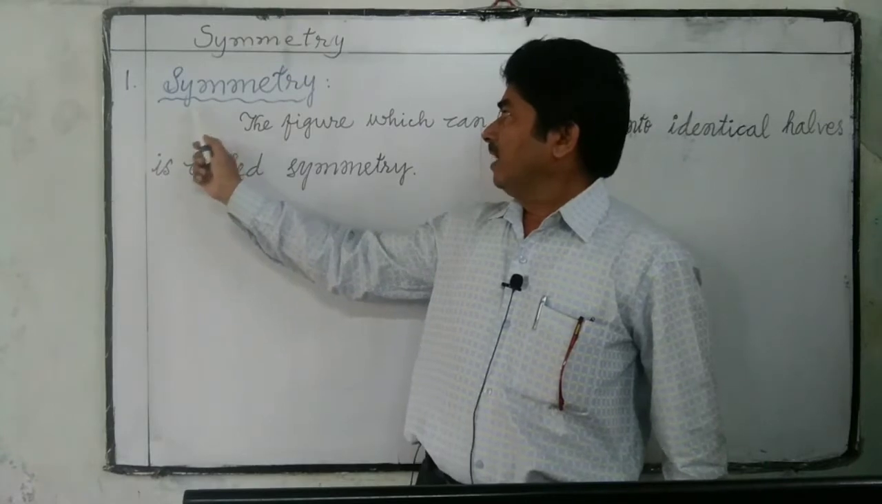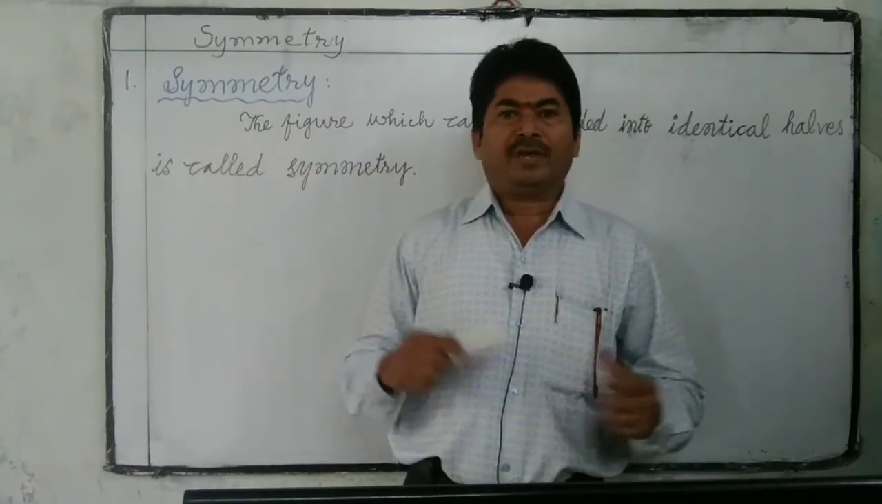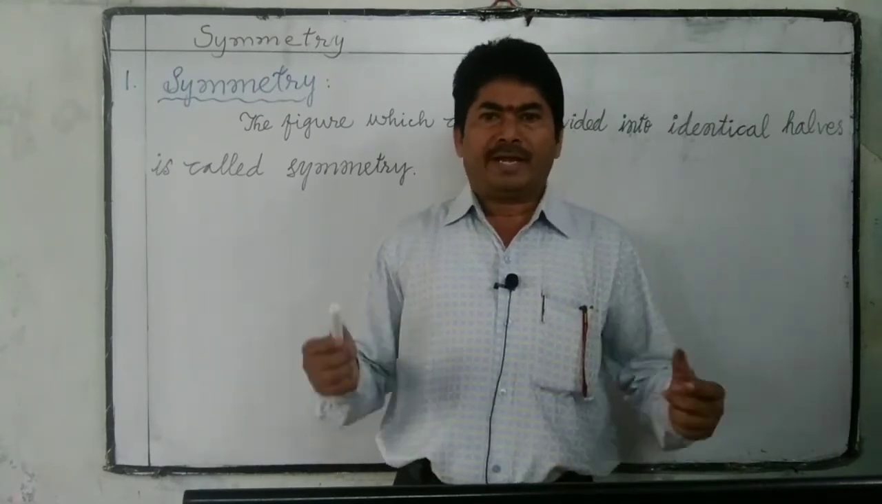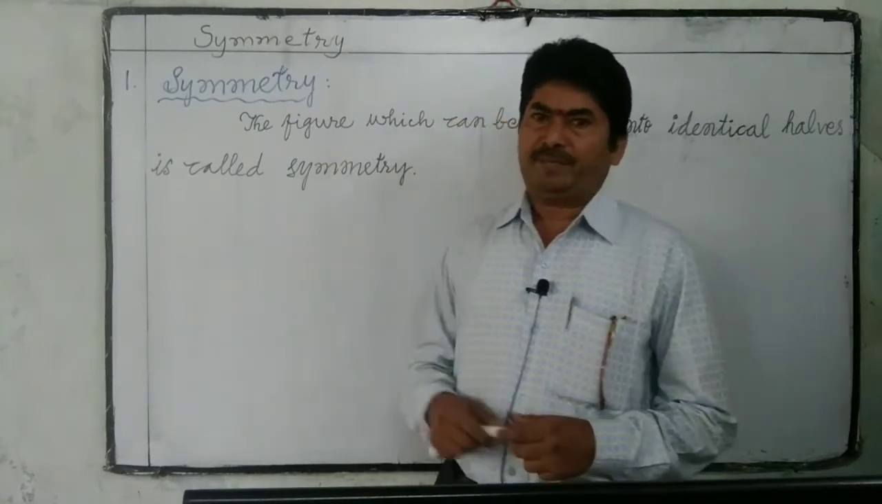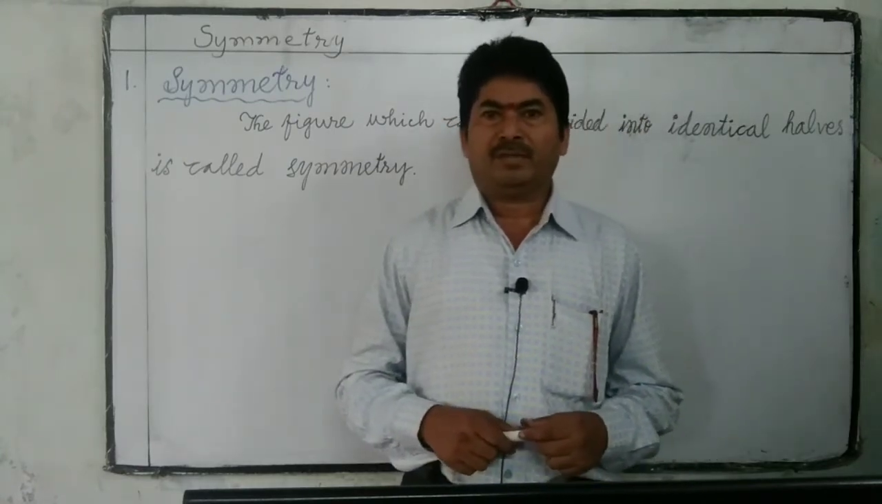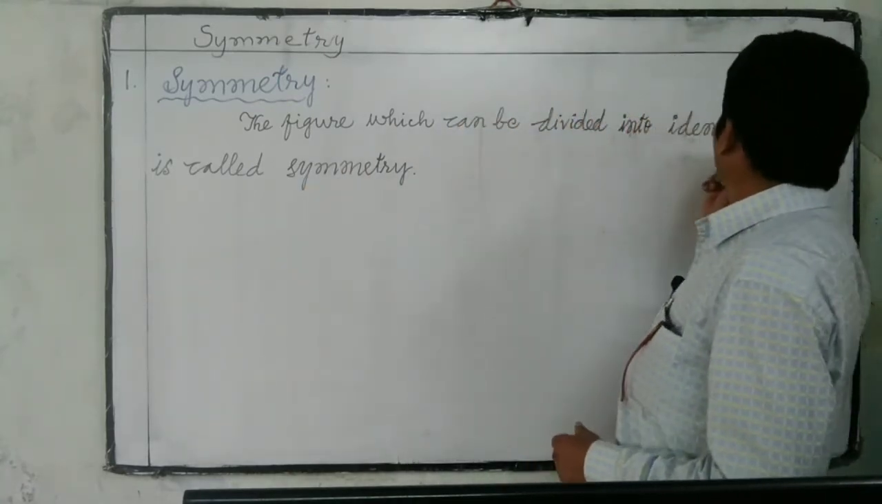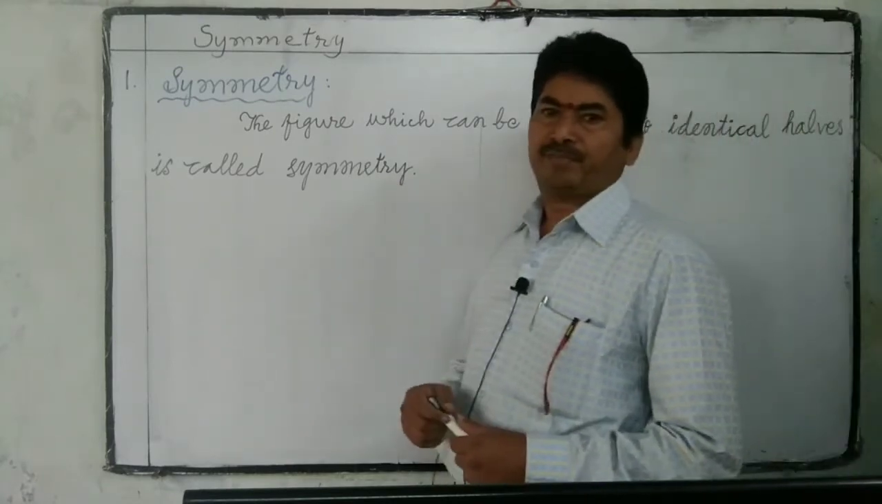First, what is symmetry? The figure which can be divided into identical halves is called symmetry. Once again, the figure which can be divided into identical halves is called symmetry.